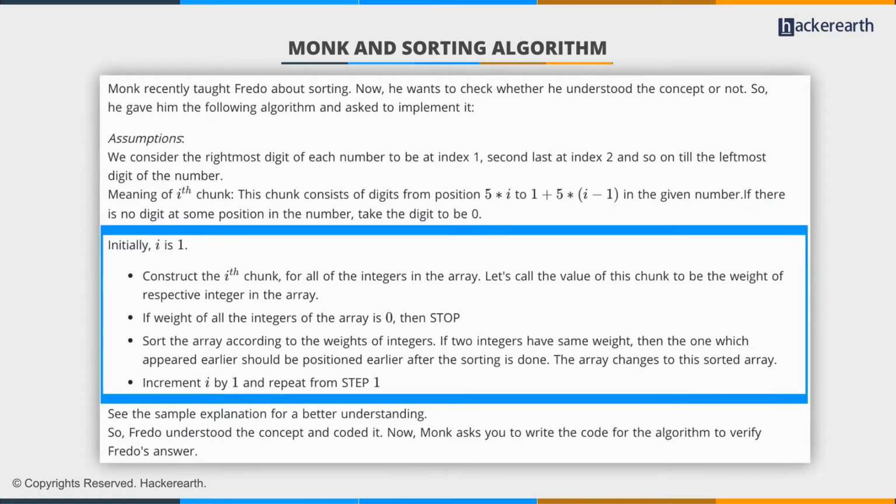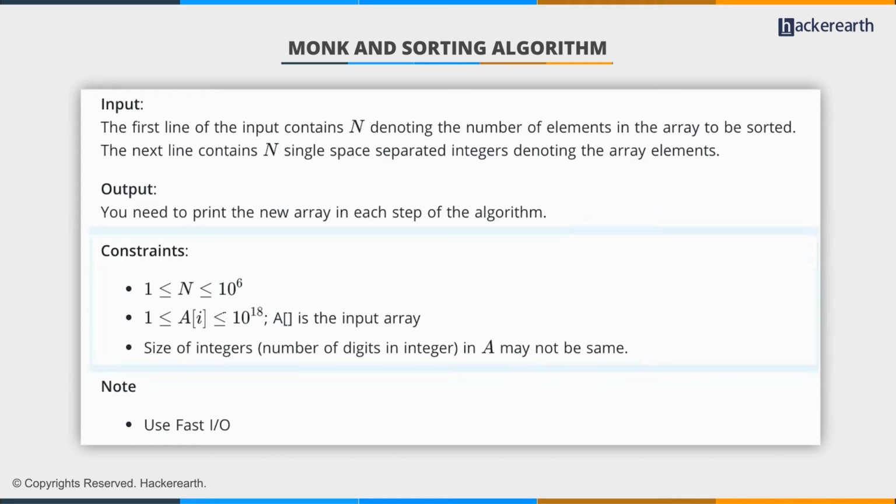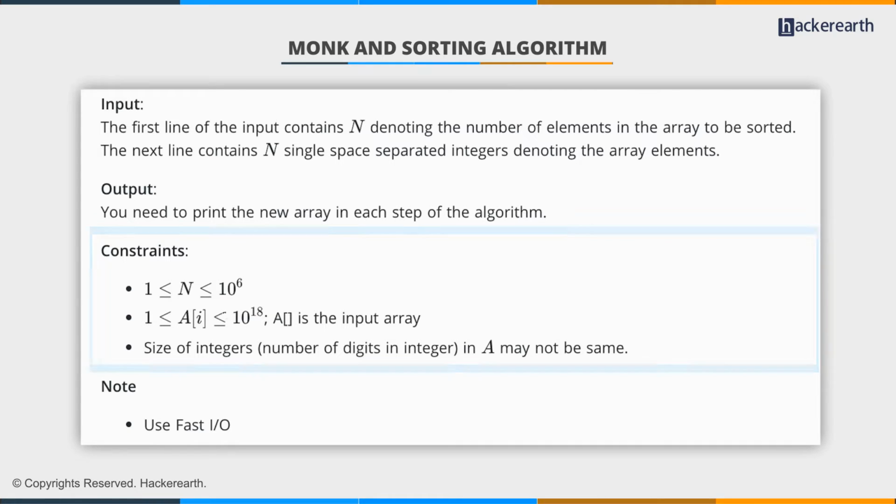For better understanding, let's look at the sample input and output. But first, let's look at the constraints. A of I is smaller than or equal to 10 to the power 18. That is, there can be a maximum of 18 digits in the number. That is, we can have a maximum of 4 chunks because each chunk is size 5.